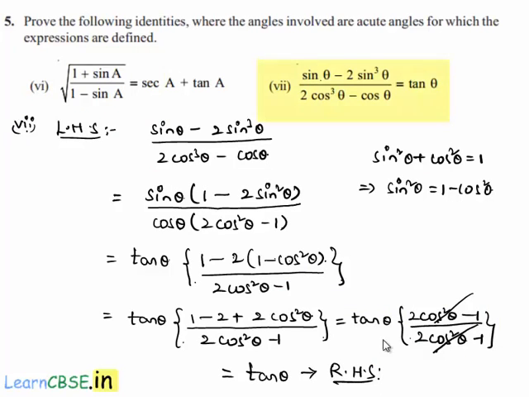So here as LHS is equal to RHS, we can say that (sin theta minus 2 sin cube theta) whole divided by (2 cos cube theta minus cos theta) is equal to tan theta.